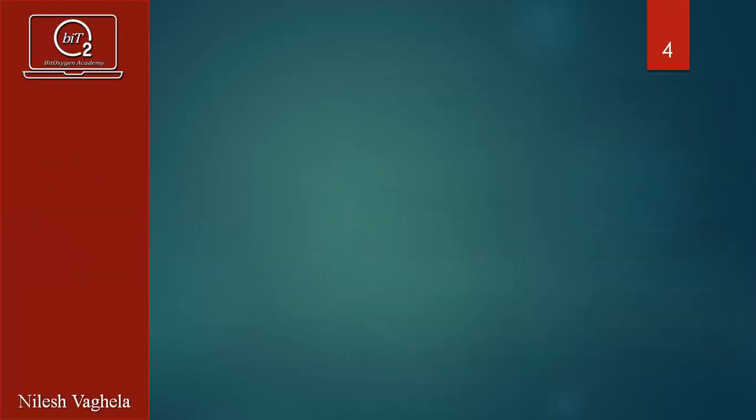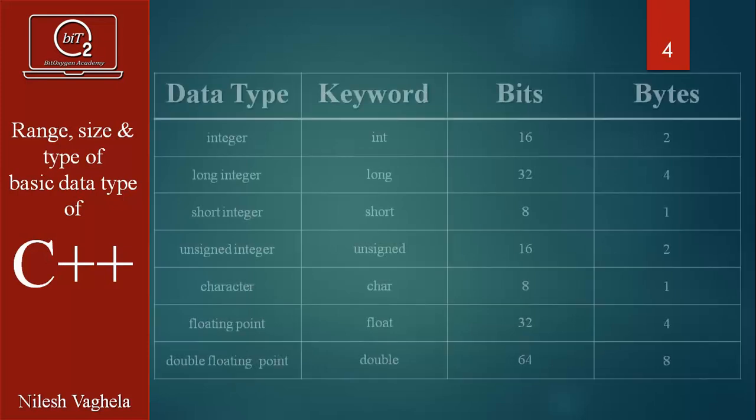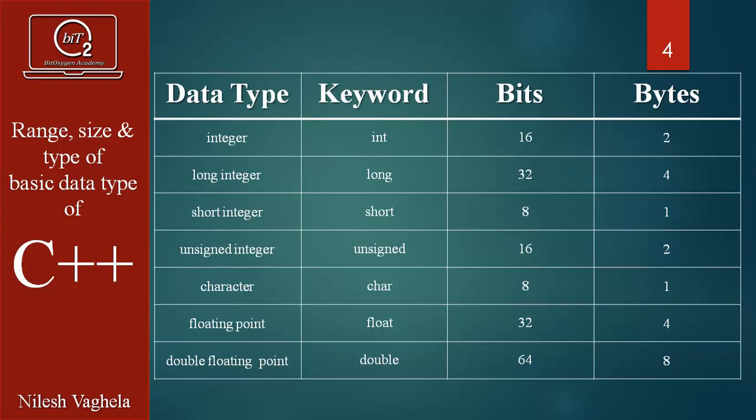Now for better understanding of range, size as well as type, we will see a tabular representation where we have our data type, the keyword or token which is used in programming for this data type, and its memory occupation in terms of bits as well as bytes. So the data type integer has the keyword int. It occupies 16 bits or 2 bytes of memory. So a single integer variable in C++ will occupy 2 bytes of space.